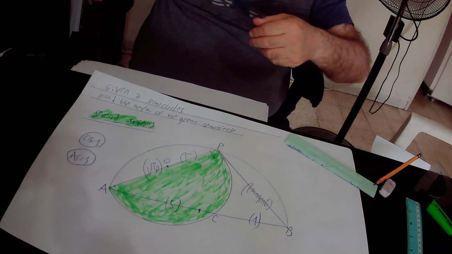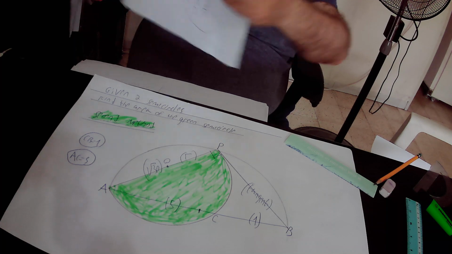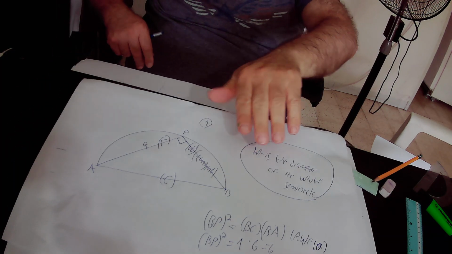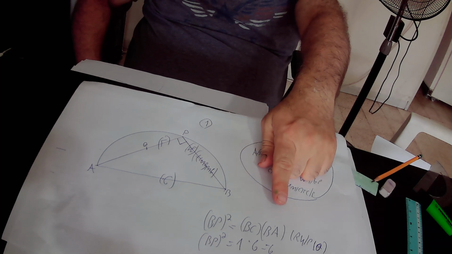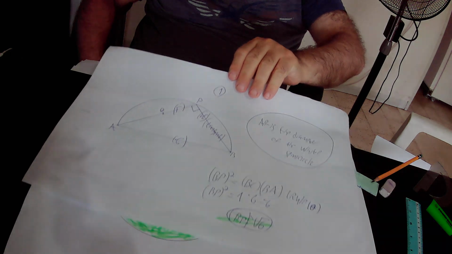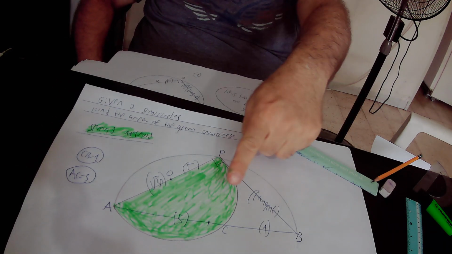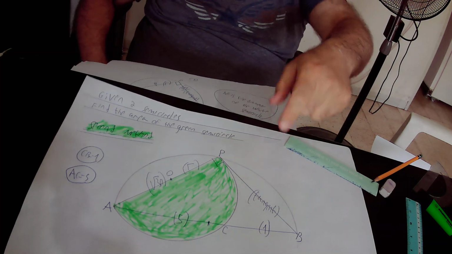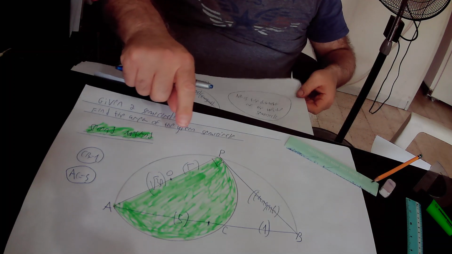According to rule 10, BP square equals BC times BA. BP is the missing tangent, so we leave it as it is. So BP square equals BC. BC is 1, therefore we substitute BC by 1.